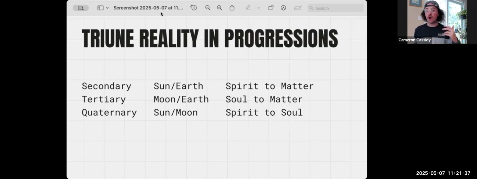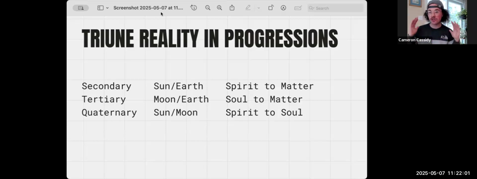And then we have the quaternary, which is mapping the higher consciousness onto the soul of the personality. Okay. So we could also say that secondary maps spiritual or mental to physical. We have tertiary, which maps emotional to physical. And then we have quaternary, which maps mental to emotional.